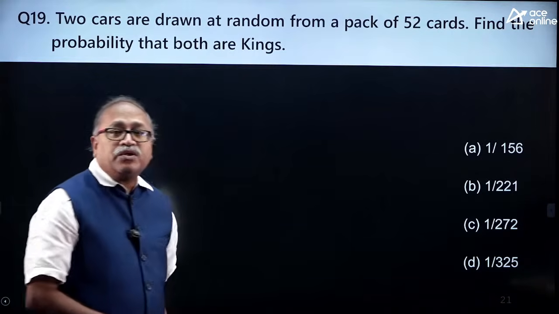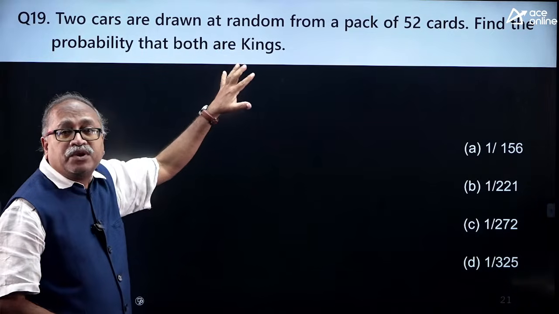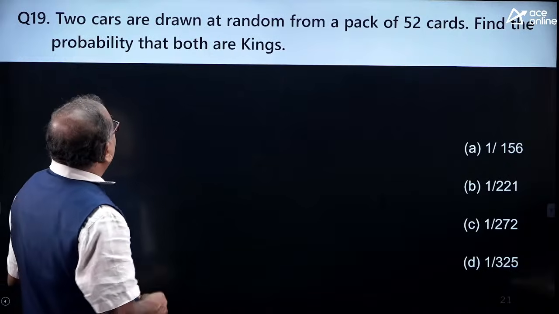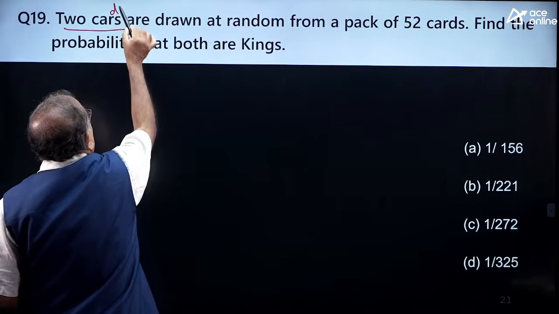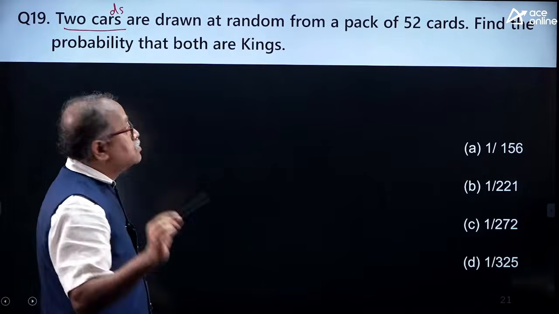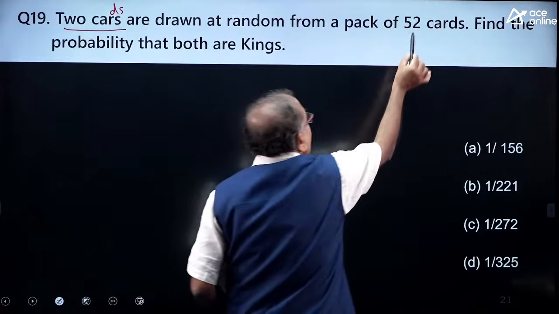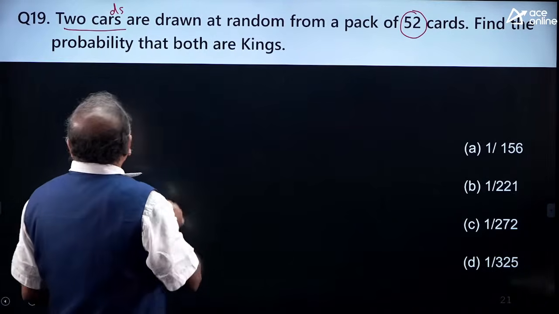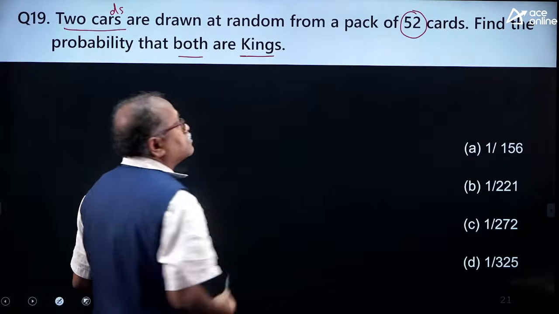Are you comfortable on the probability? It's a very simple question on probability. Allow me to read this. Two cards are drawn at random from a pack of 52 cards. Find the probability that both are king.